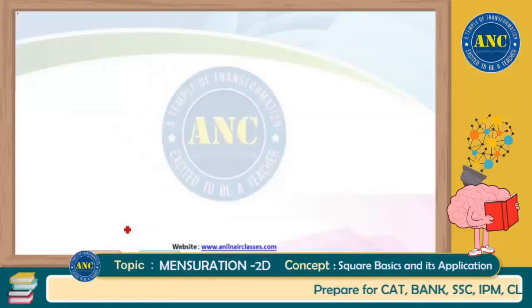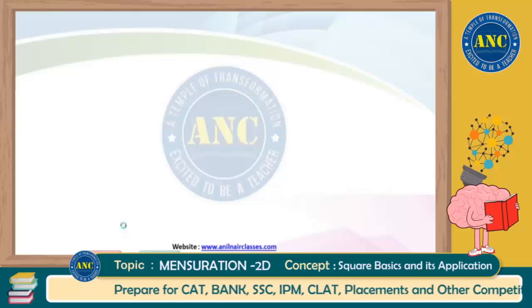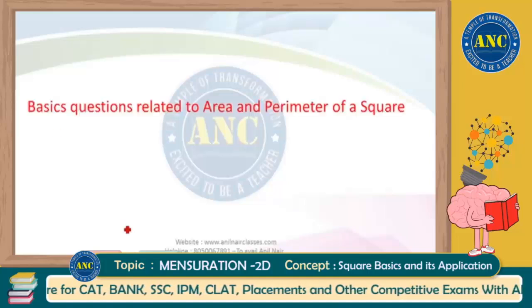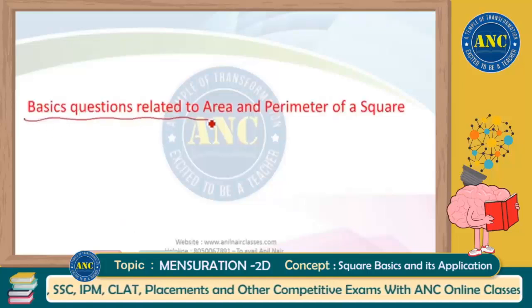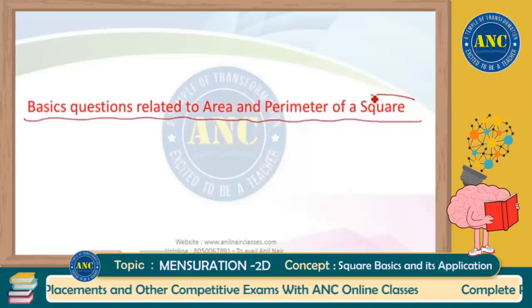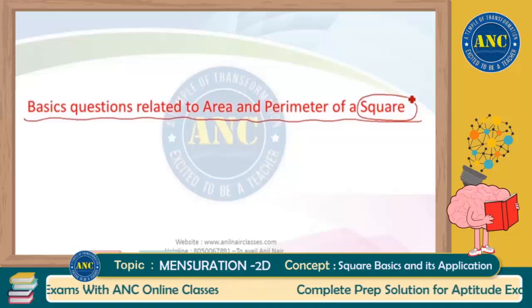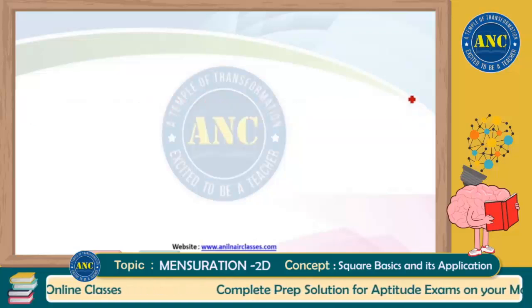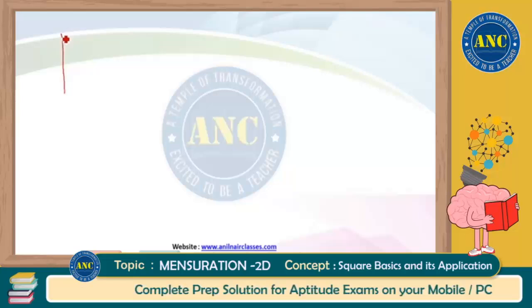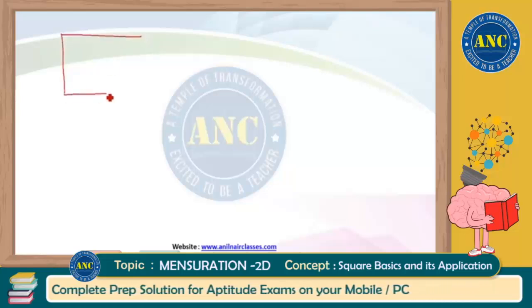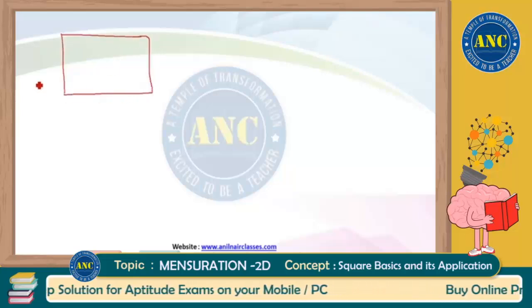Next thing we are going to discuss in this session of mensuration, two-dimensional figures, is basic questions related to area and perimeter of a square. You already know this geometrical figure called a square. We already know that, just a small introduction once again. A square is a quadrilateral which has all four sides equal.